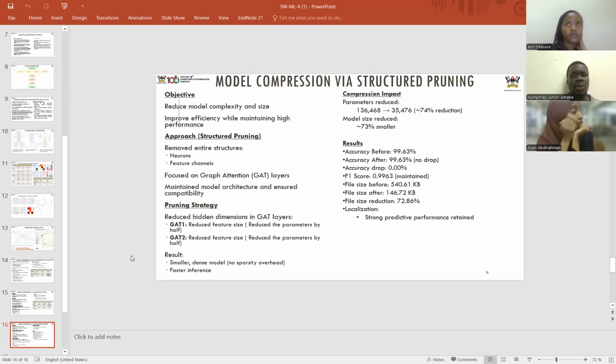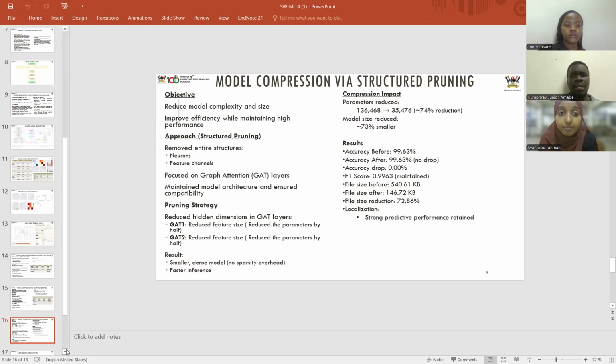So what we did was reduce the hidden dimensions within the GAT layers. For example, in both the GAT1 and GAT2 layers, we reduced the feature size. This effectively lowers the number of parameters while preserving the structure of the network. The result of this approach made our model smaller and also denser.